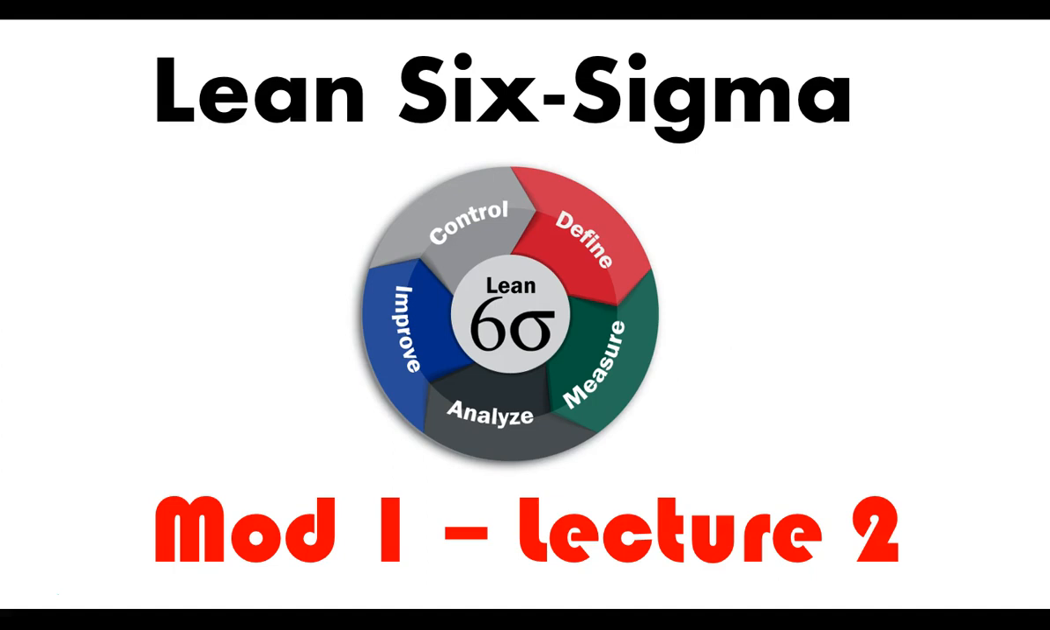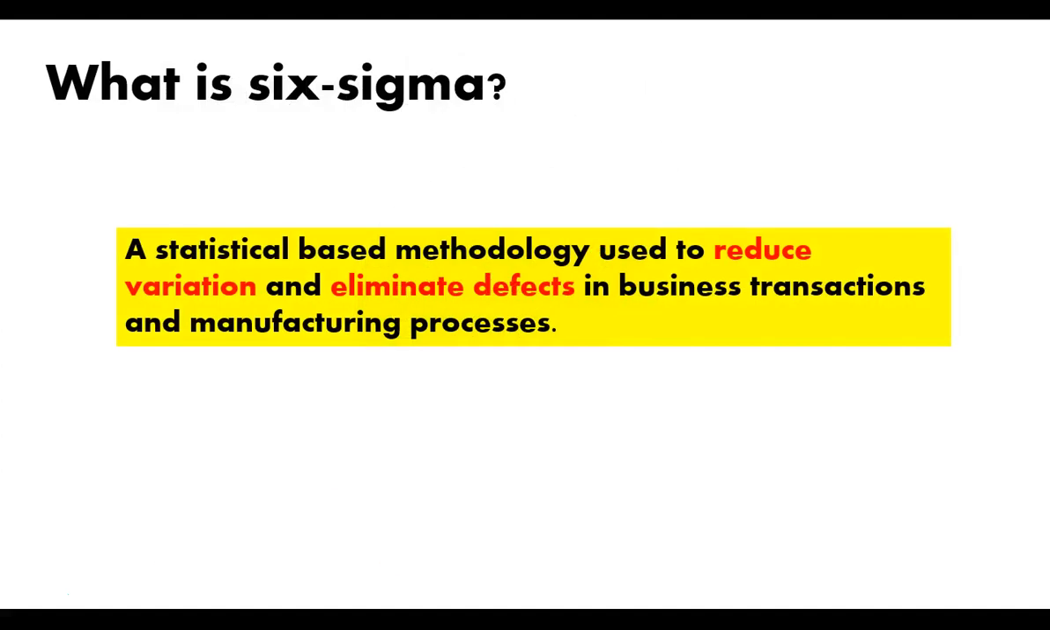And what I want to do in this particular lecture is give you an overview of how it's used, as well as why it's actually called Six Sigma. You know, what that means and what the significance of that is. So, what is Six Sigma? It is a statistical-based methodology used to reduce variation and eliminate defects in business transactions and manufacturing processes.